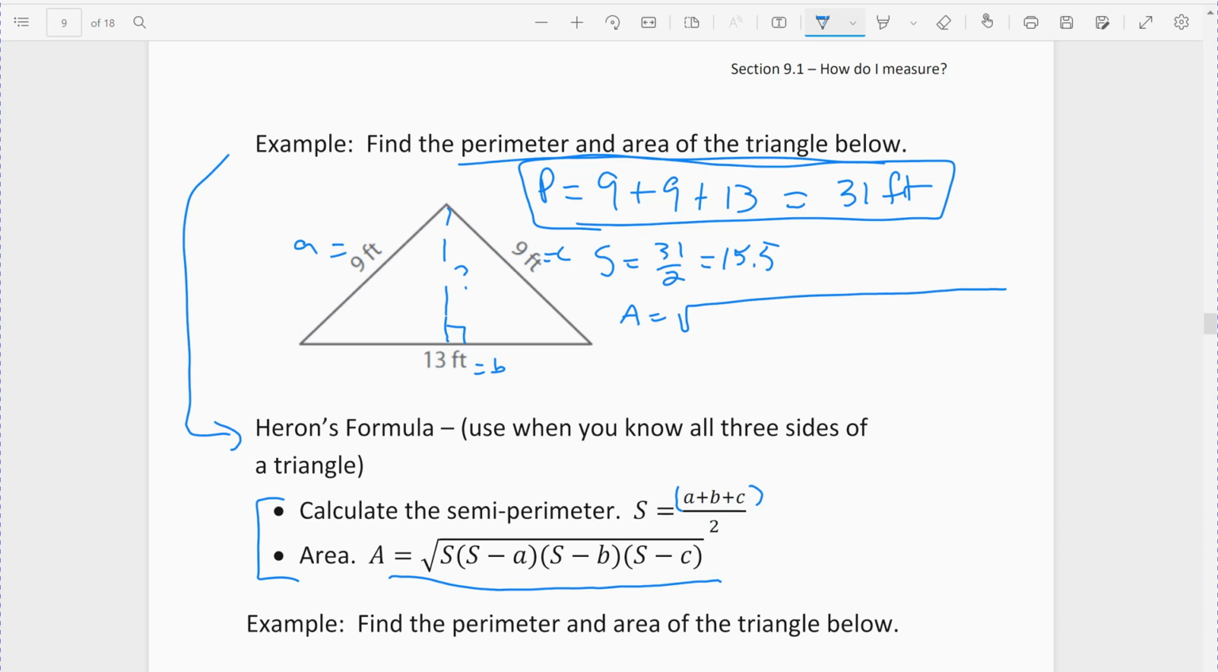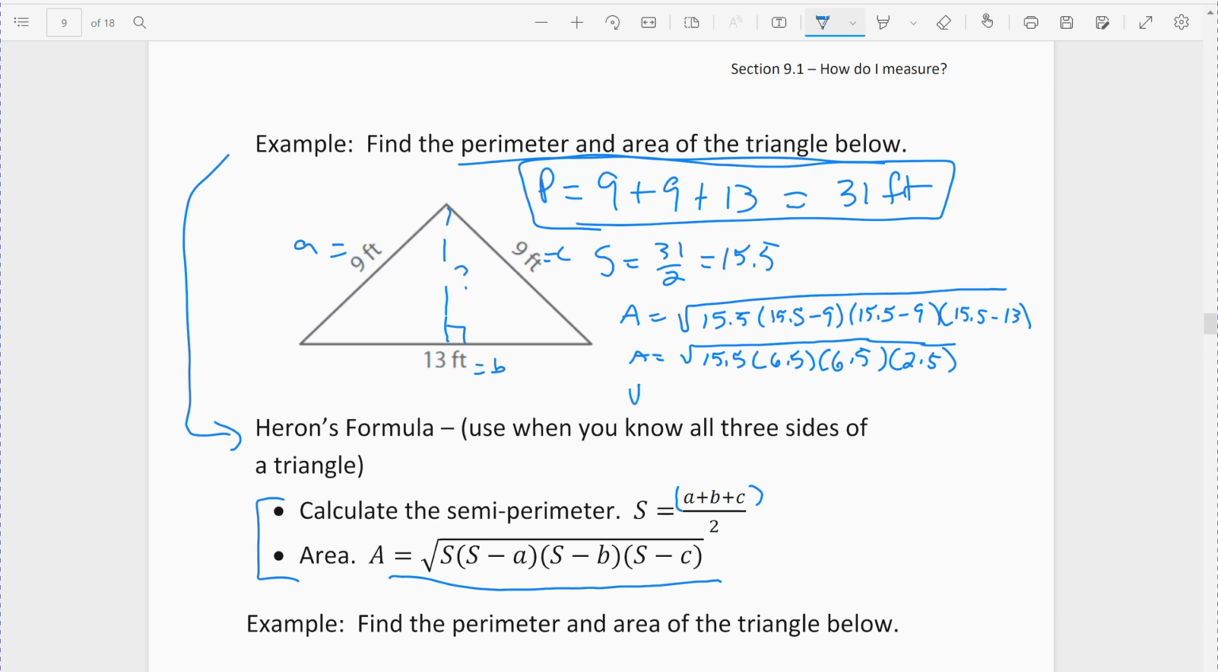Then you just carefully fill out your formula, and when you are simplifying this on your calculator, do not round until the end. We don't round any of our problems until the very end. So it's 15.5 times 15.5 minus one of our sides, so 9, 15.5 minus another 9, and then the last one, 15.5 minus 13. I'm actually going to simplify the subtraction because I think it's easier. So it's 15.5 times 6.5 times another 6.5, and then the last one is a 2.5. At this point, if you wanted to, you could plug that in your calculator. Just make sure you're careful. All of those multiplications are underneath the square root, and do not round until the very end.